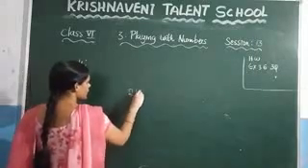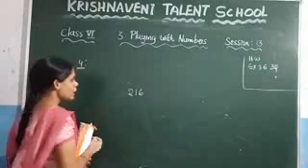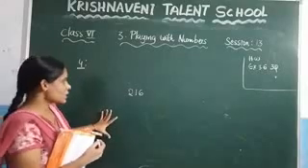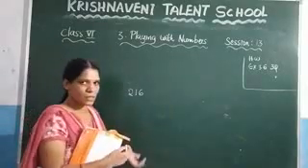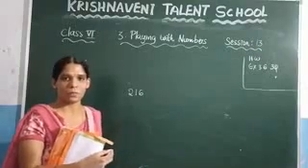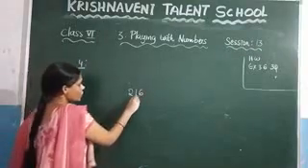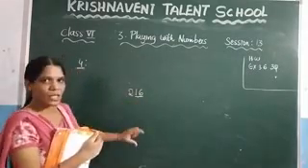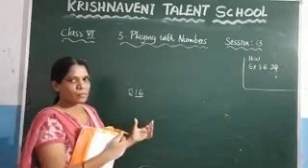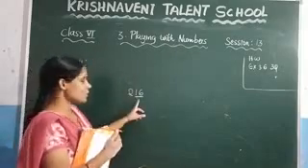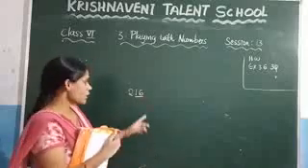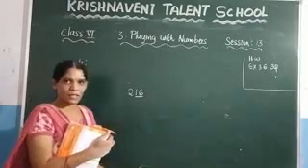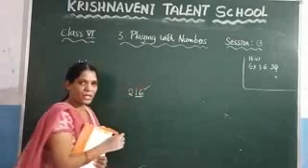Consider here 216. If you want to check whether the given number is divisible by 4, there is no need to do the actual division. This is nothing but the divisibility rule. By seeing the number itself, we can say whether that number is divisible by 4 or not. For that, you need to check the last two digits of the number. In this case, the last two digits are 16. You need to check whether 16 is divisible by 4 or not. If you divide this with 4, 4 4s are 16. Since we are getting the remainder as 0, we can say that this number is divisible by 4.